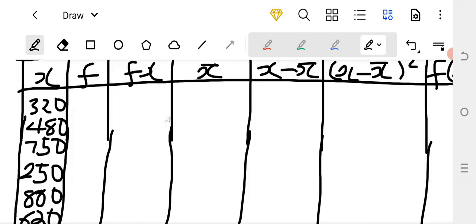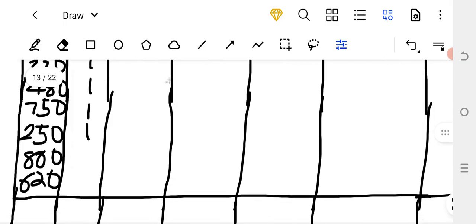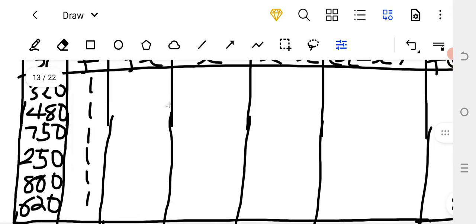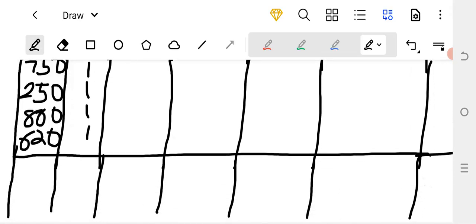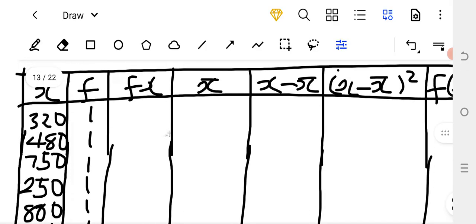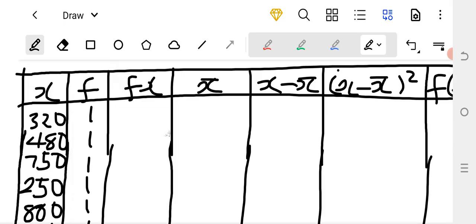For the frequencies, we're going to just write: in week 1, how many 320s are in week 1? There's only one. In week 2, how many 480s? There's only one. In week 3, how many 750s? There's only one. So just keep on writing 1. I think you have seen the pattern. If you add all these ones, they are 1, 2, 3, 4, 5, 6. So summation of f is equal to 6. Then summation of fx, you'll find your fx. So fx will simply be writing the x's again because they're being multiplied by 1.